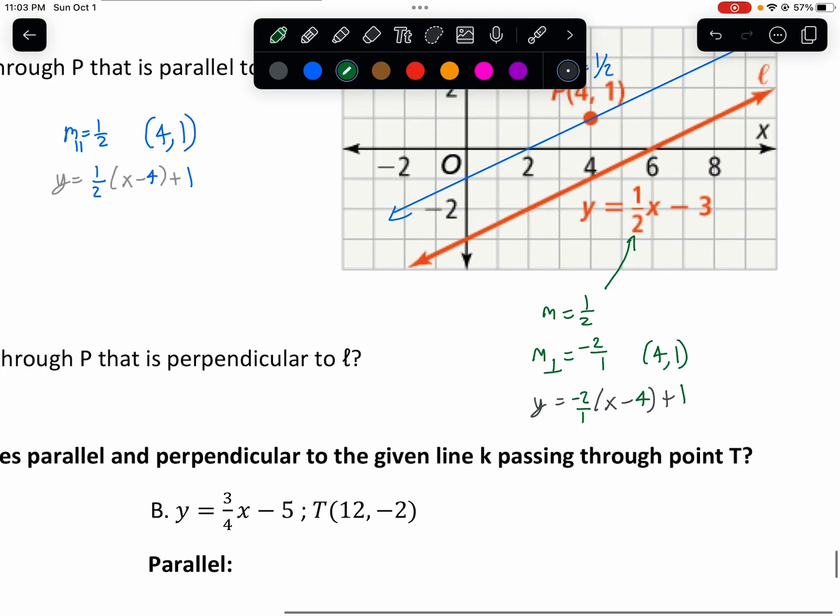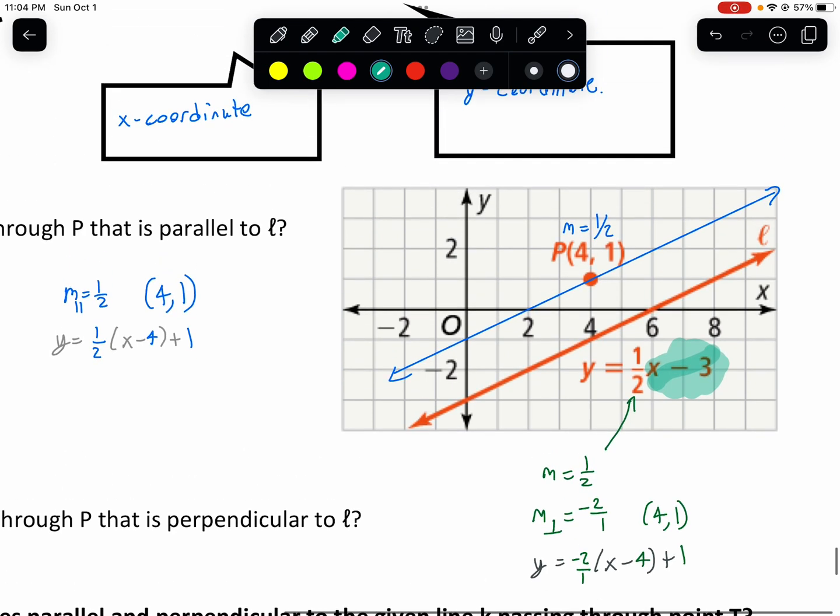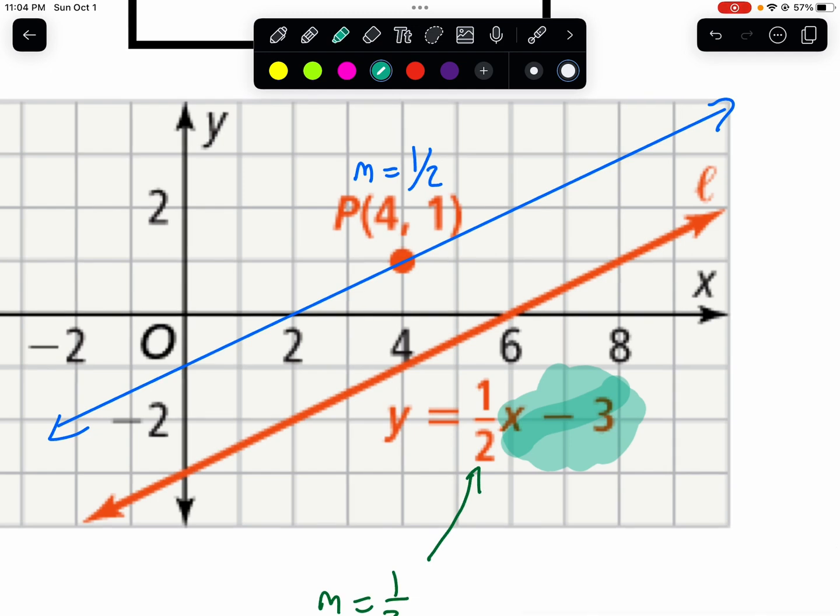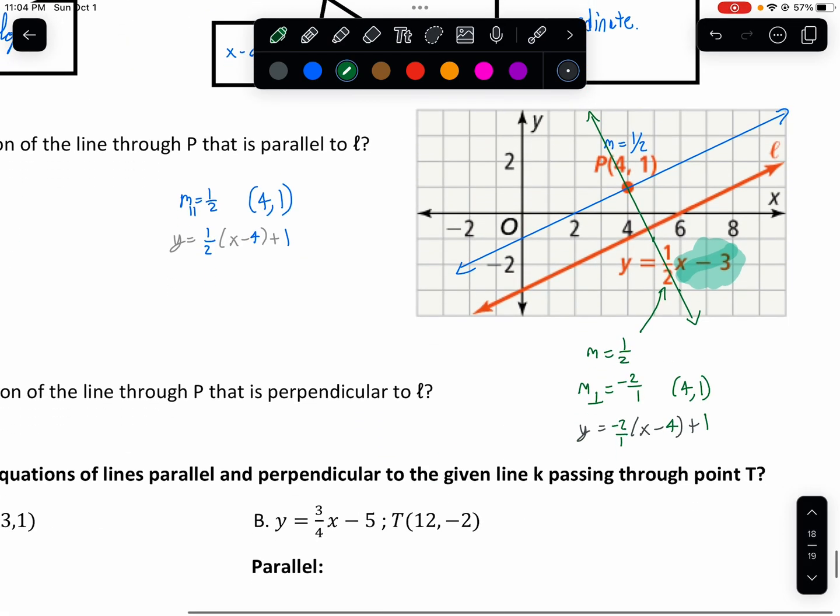That's our equation. Notice that I did not use any of the rest of my original equation. None of that mattered. The only thing that mattered was the slope and the point that my line had to go through. Okay, one last thing to do is just to draw this. It goes down like this, and there's our line. Boom. Perpendicular to the original line.